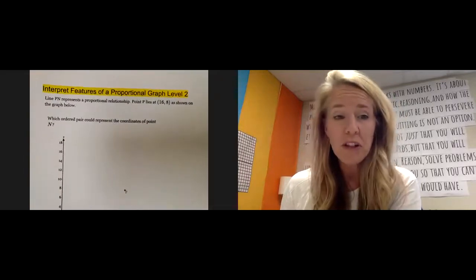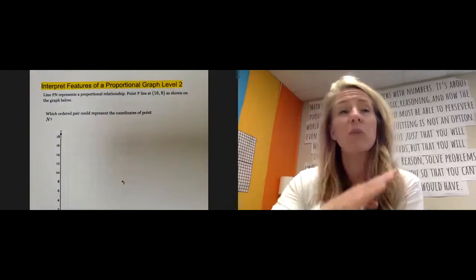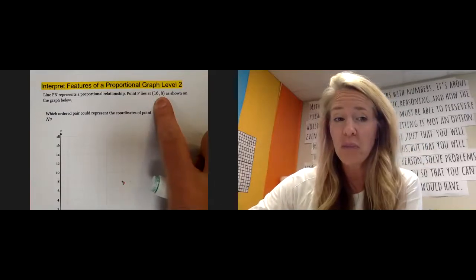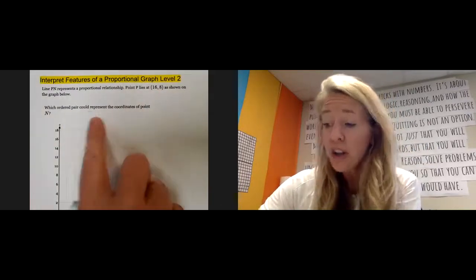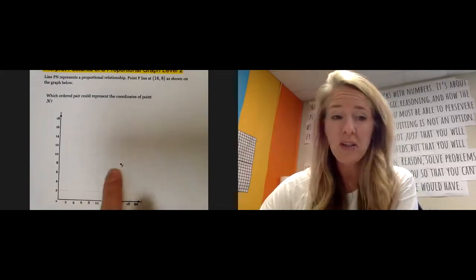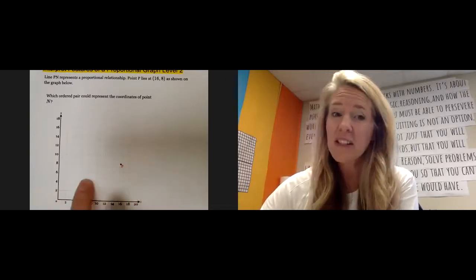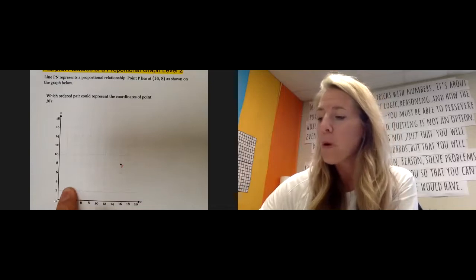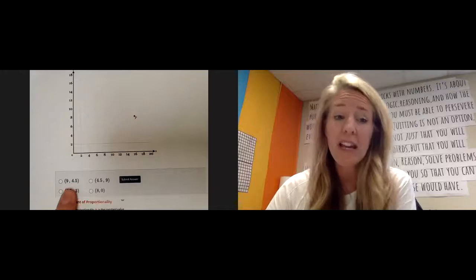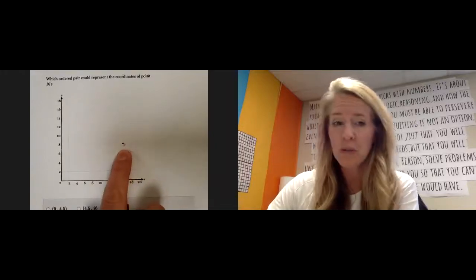So this particular question says line PN represents a proportional relationship, which means our line is going to be straight and boring. Point P lies at (16, 8), as shown on the graph below. Which ordered pair could represent the coordinates of point N? Meaning there's some line with some boring straight relationship, and it's made up of lots of little points that are smushed together, making up that line. But which one of these 4 points would hit that actual line? So we have to find the proportional relationship between these two things.